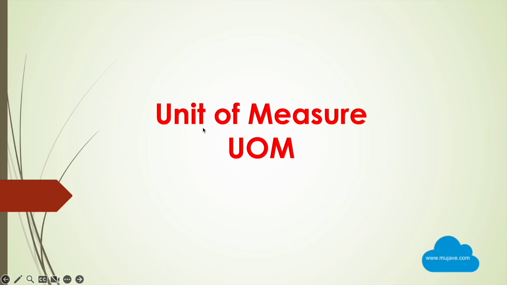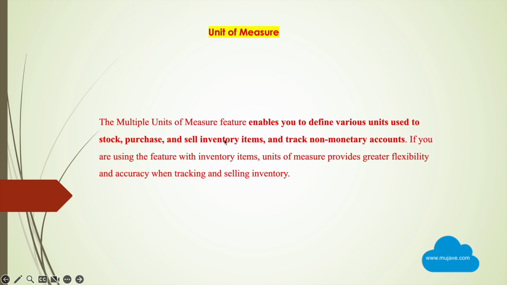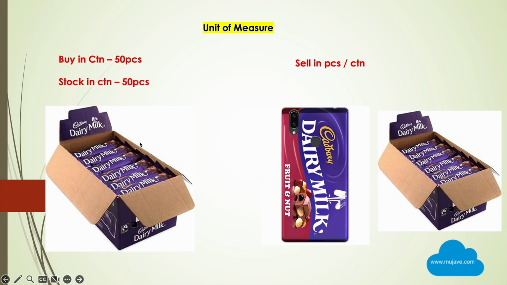Then unit of measure, shortly UOM. In a business, we can purchase items in one unit and sell them in various units. For example, we can purchase chocolate as cartons and sell them in pieces or as whole cartons. Here, carton is one unit, similarly, piece is another unit.